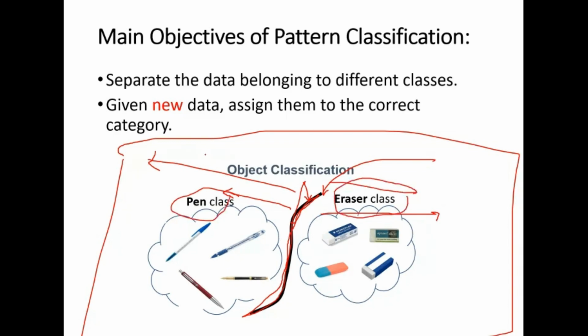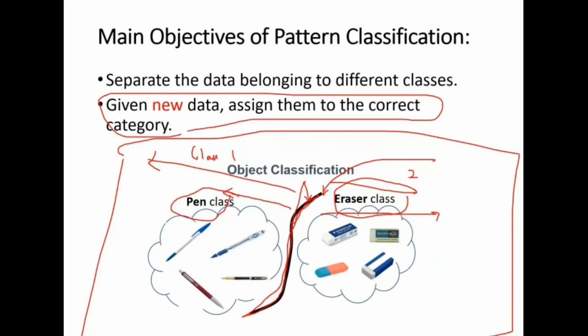Or in the normal situation, we will say this is class 1 and this is class 2. This is what we will be doing when it comes to a computer: separate the data belonging to different classes. This is just an example of a 2-class problem, but we can have many classes that we want to train the machine on, so that it learns many classes for a given problem. Given new data, assign it the correct category. That is the job of a machine.